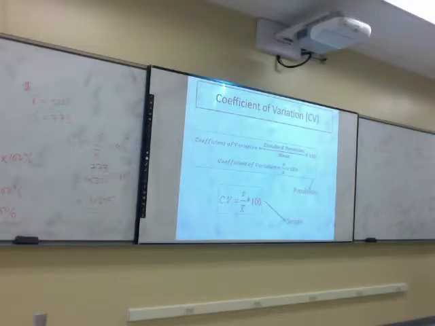So the beauty of the coefficient of variation is that you can deal with two different units or two different measurement units, where the units cancel out and become unitless.